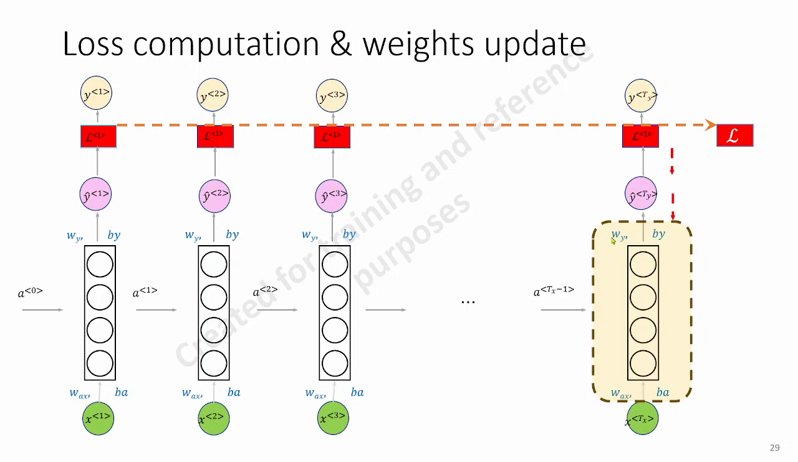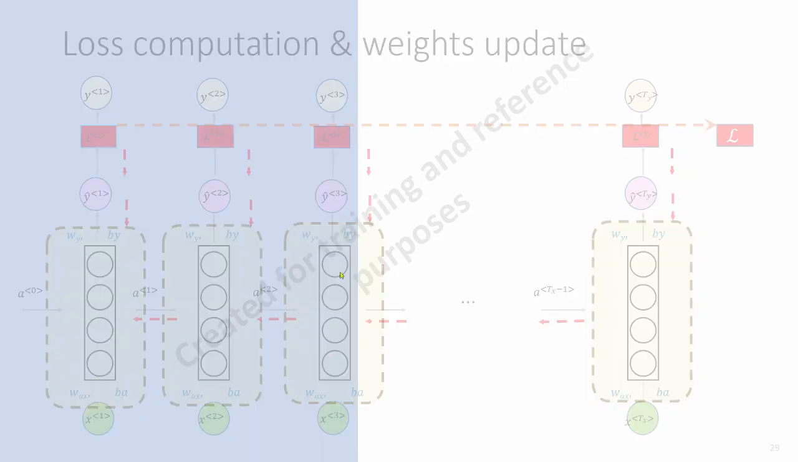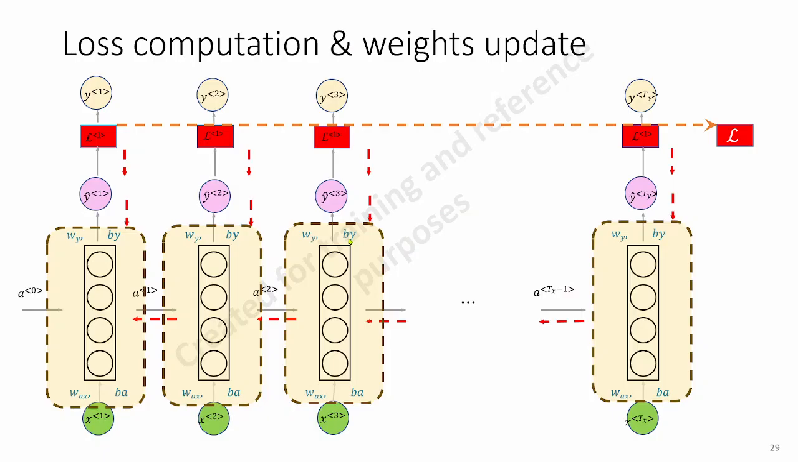And once you have computed the weights and biases, those are simply copied to the other time steps. This makes it efficient, in terms of how you can use the same matrices across the time steps.